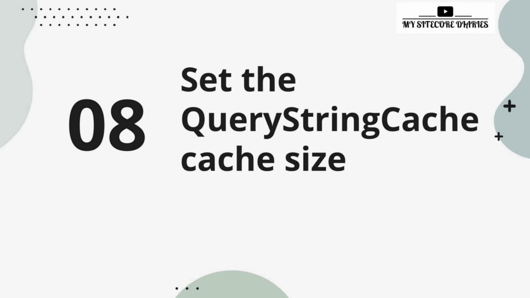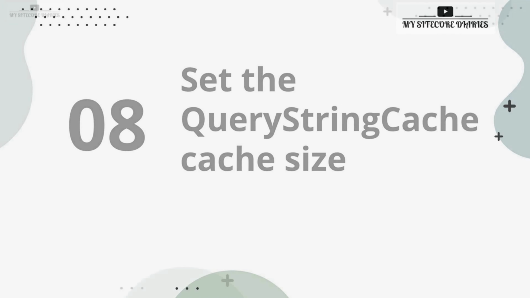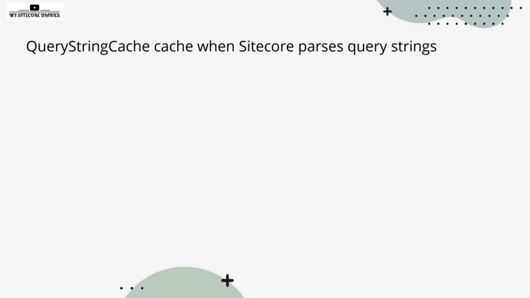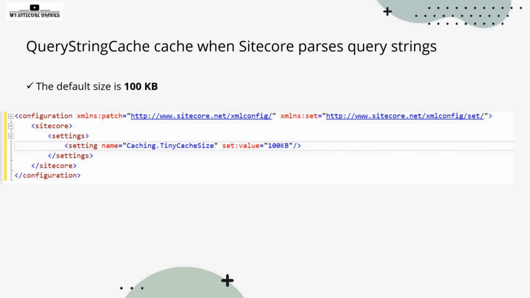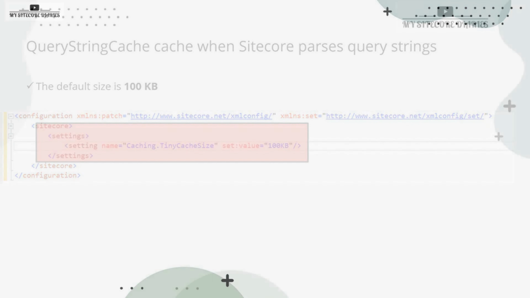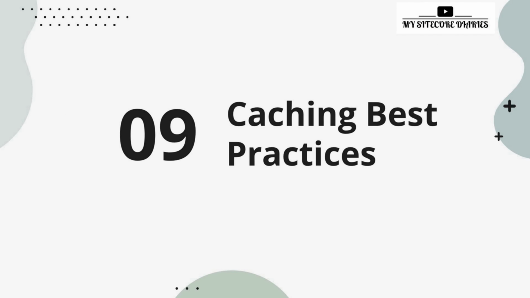So the next topic is the query string cache. The query string cache is used when Sitecore parses the query string. So we have a query string, right? The default size is 100 KB. Again, you have it in the site settings, so you have Caching.TinyCacheSize, 100 KB. Now we will see caching best practices.